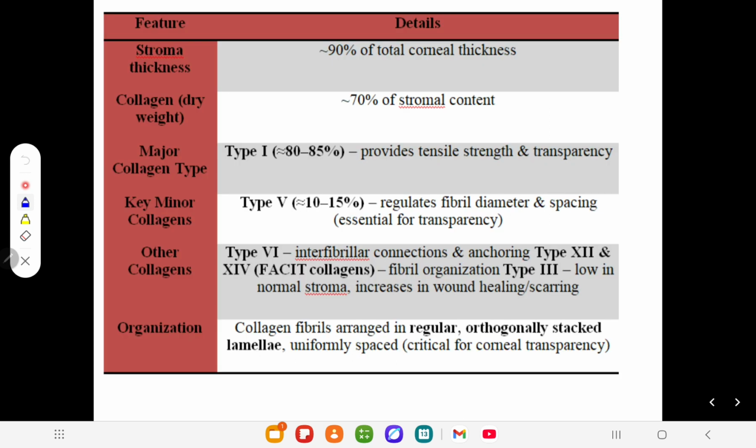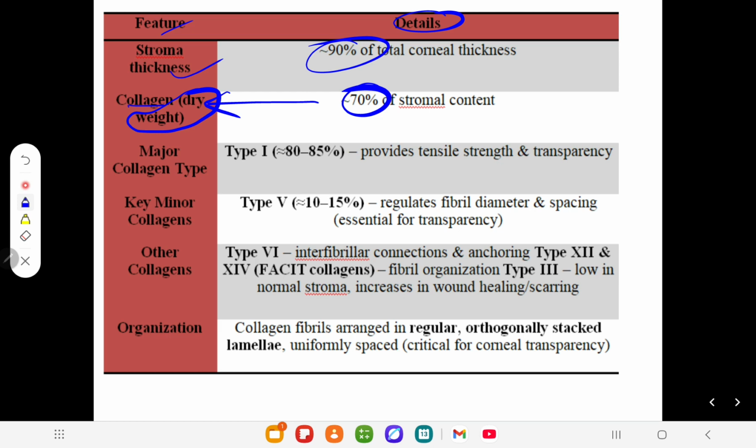It's very important. So now let's discuss the stroma, details and the features. I think it's too long a video, then I will stop. Stromal thickness is definitely 90% of the total thickness of the cornea. Remember collagen in the dry weight of the cornea: if we take the dry weight, then 70% of the stromal content is collagen. Just remember this point.